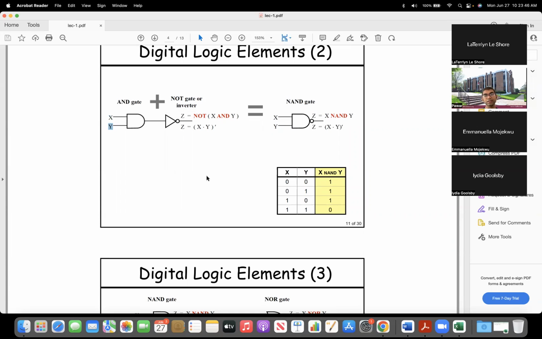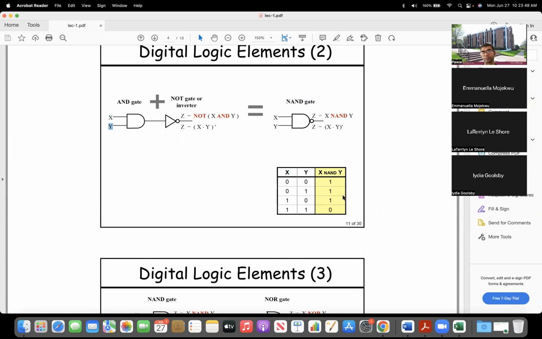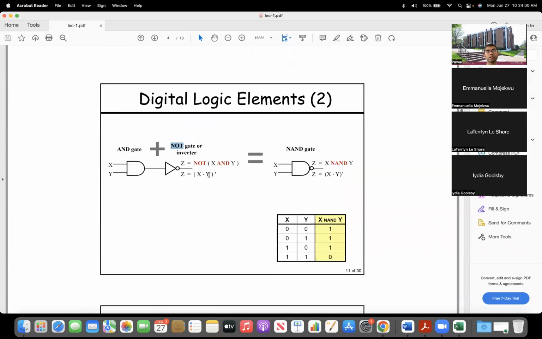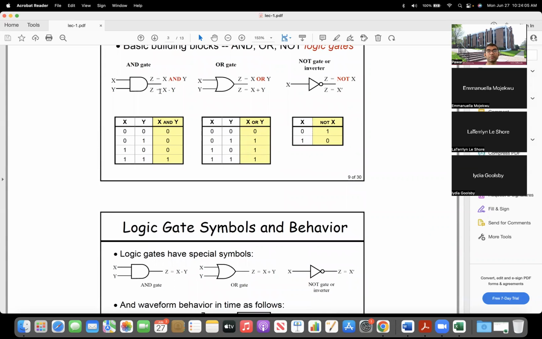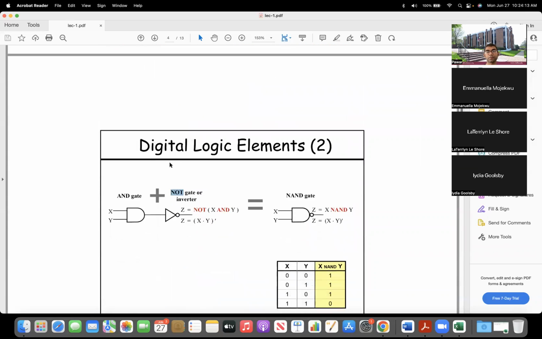Okay, so let's look at the truth table for NAND gates. Obviously you're combining and you're applying a NOT. AND gate is multiplication, right? So you multiply things. 0 multiplied by 0 is 0, 0 multiplied by 1 is 0, 1 multiplied by 0 is 0, 1 multiplied by 1 is 1, right?